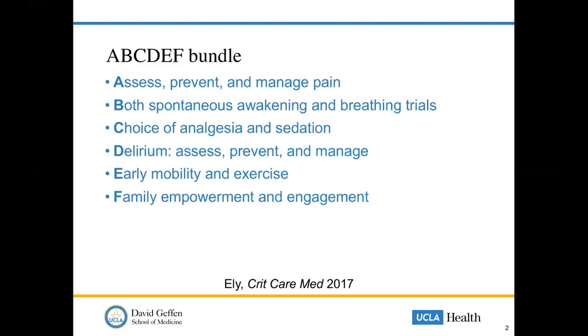And F is family. So family empowerment and engagement. So what does that mean? That means don't just engage the family when it is time for a goals of care discussion. Engage them on a regular basis, ideally daily. In our ICU, we invite family members to listen in on rounds. We update them on plans of care.